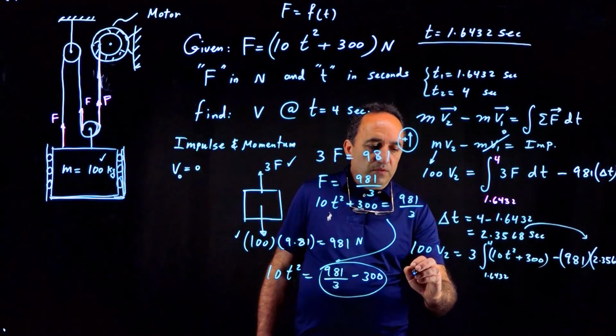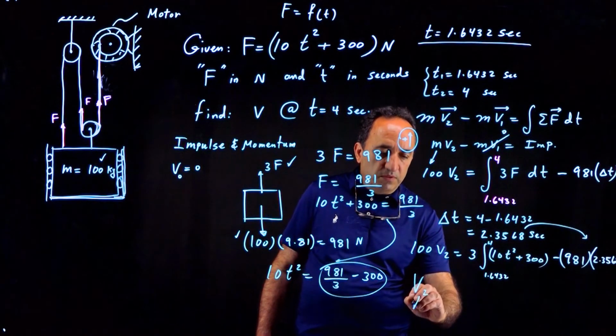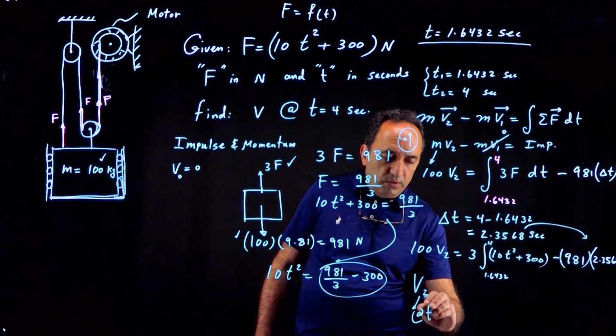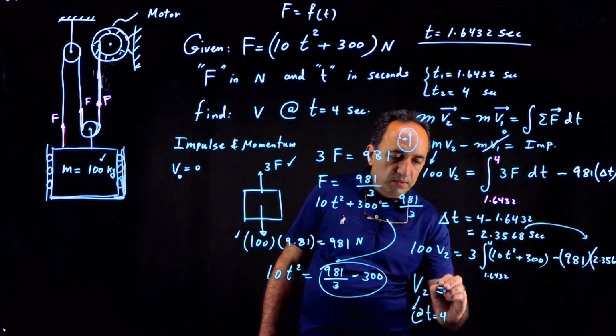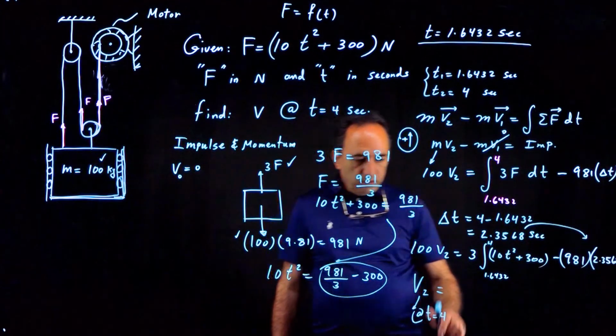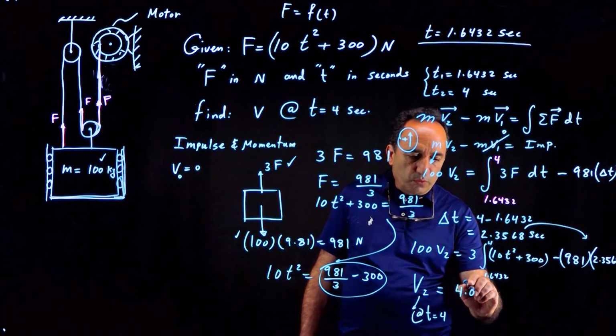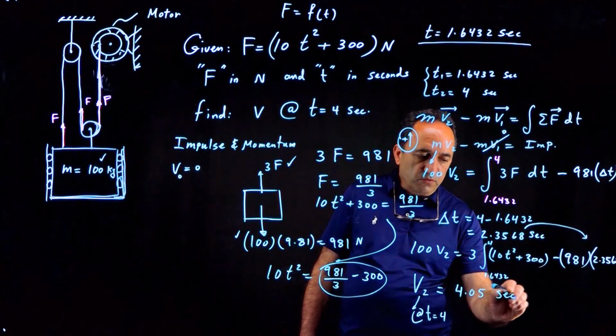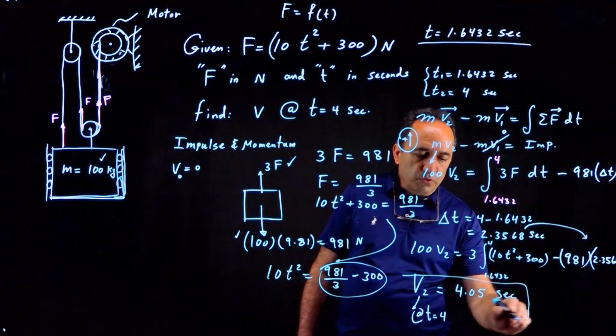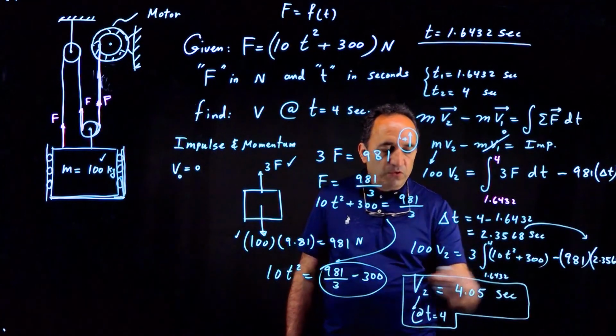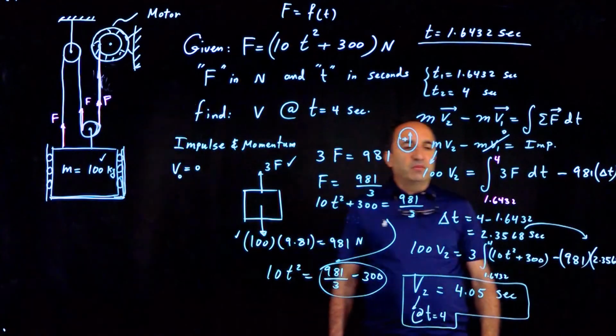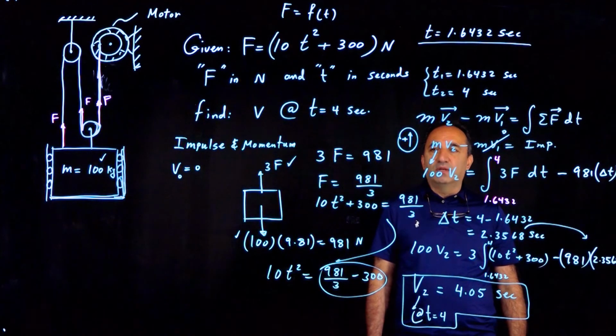Anyways, go ahead and solve for velocity. Remember, this is the velocity at t equal 4 seconds. And I think the answer comes out to be 4.05. So this is the velocity at that particular time. You may want to check the math here by integrating and evaluating.